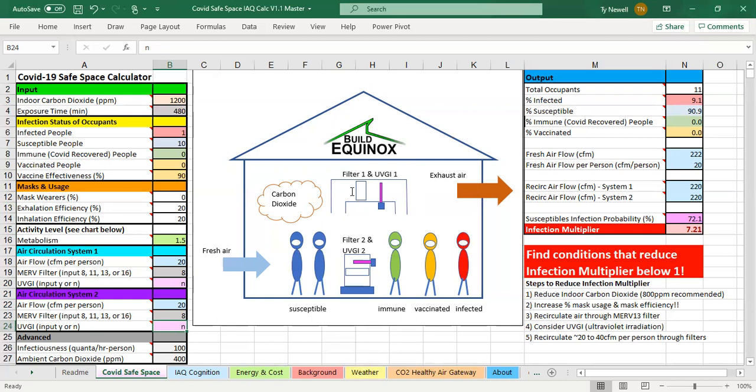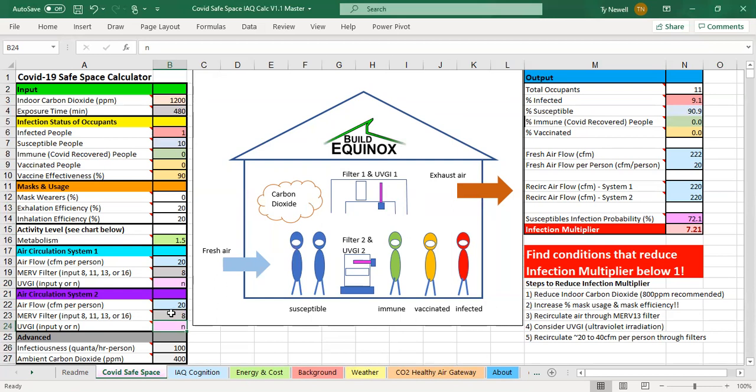Now, you might ask, why are there two filtration systems? And that's to give you the flexibility to assume that there's, say, a central filtration system for the building, say in a school or in a restaurant. But beyond what the central system is capable of doing, you decide to also add maybe a space filtration system, one that you can buy in any big box store, maybe a couple hundred dollars, and it might have, say, 400 cubic feet per minute of airflow with a MERV 13 filter.